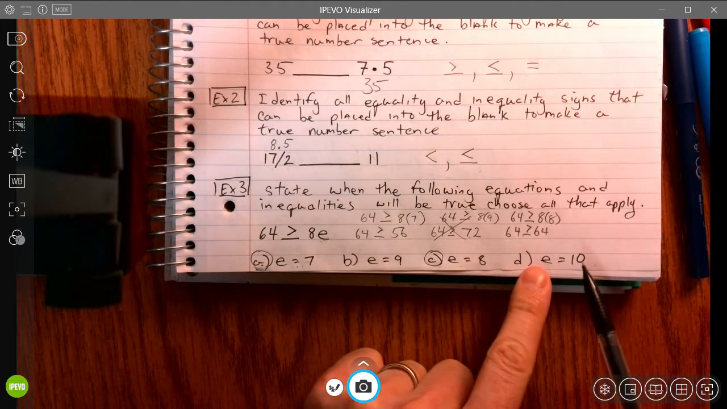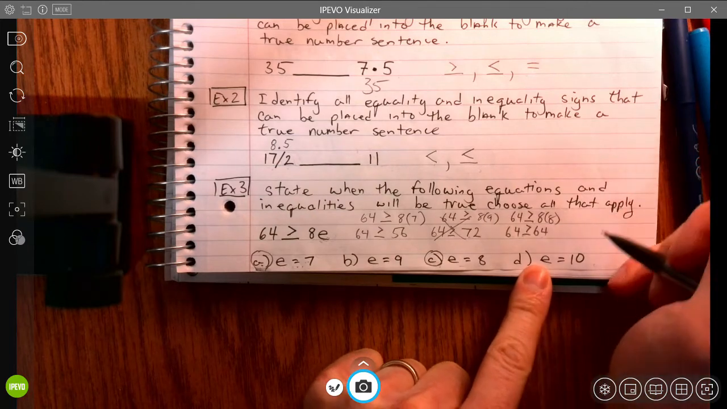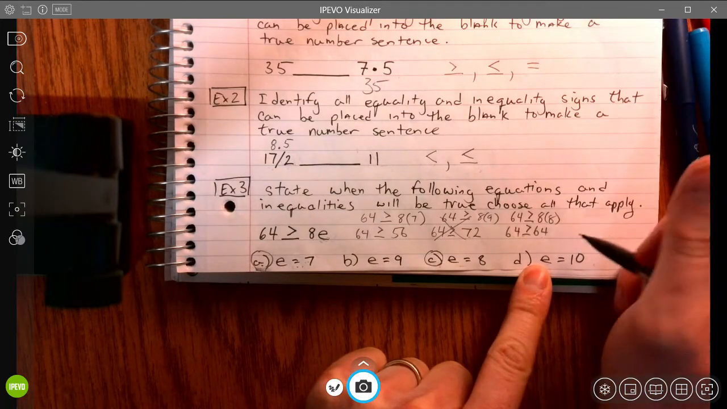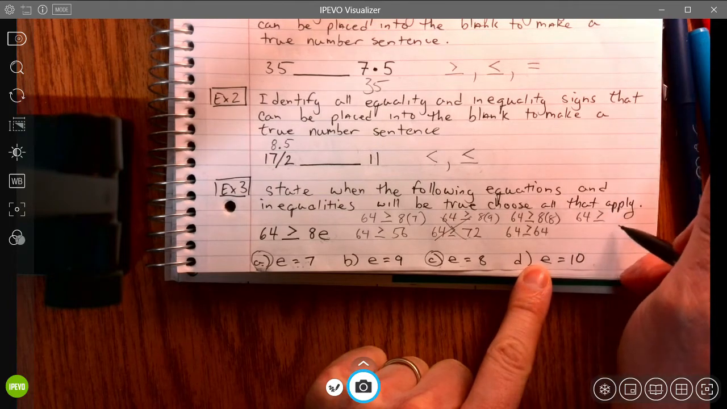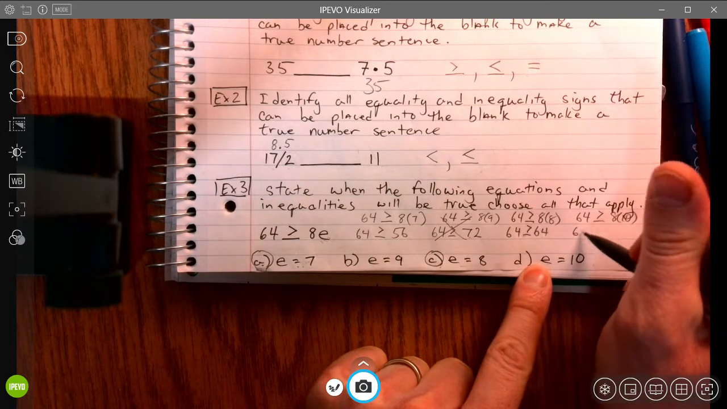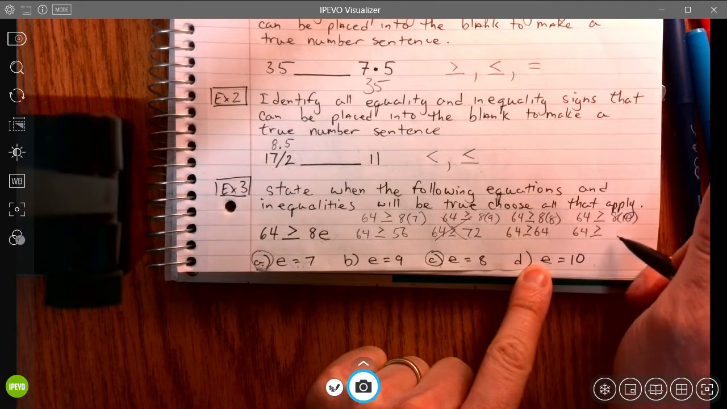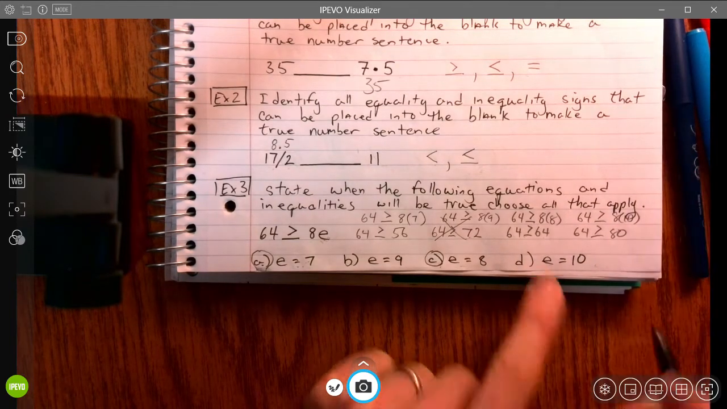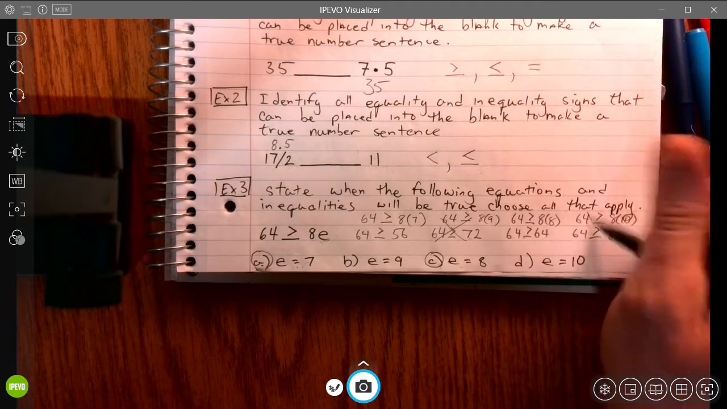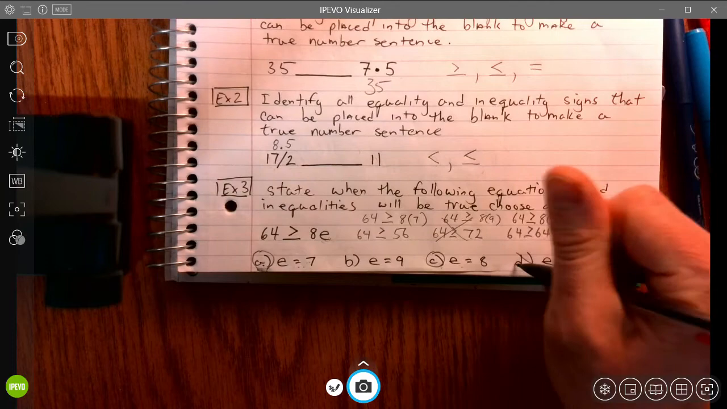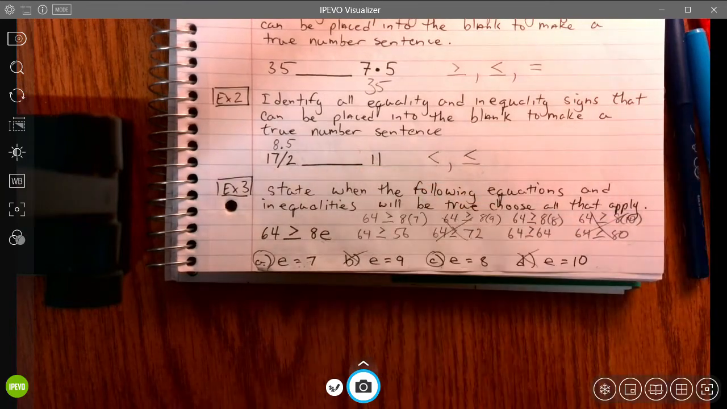Last but not least, we have D. Pretty sure you can already guess where this one's going. 64, is that greater than or equal to 8 times 10? Well, 8 times 10 is 80. So is 64 greater than or equal to 80? No, it is not. So I can cross out B and D, circle C and A, and those are my two answers.